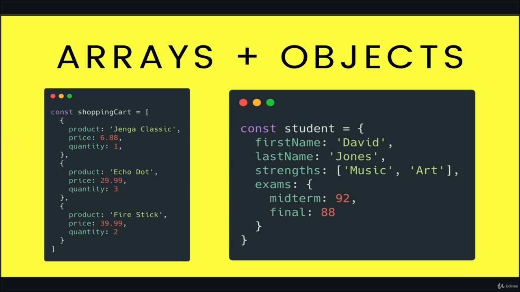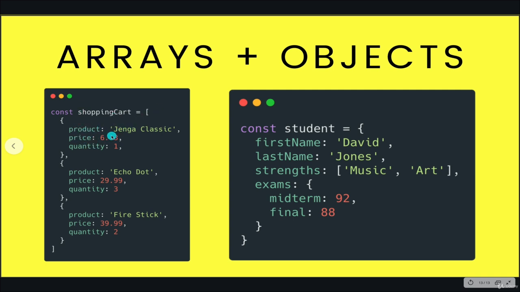So on the left, I've got an example of an array that consists of a bunch of objects. This is an array, the variable is called shopping cart, and then inside each one of those elements is an object. It has a product name, Jenga Classic, a price, $6.88, a quantity, 1. Product, echo dot, price, $29.99, quantity, 3. So we get a bunch of information, and this is super abbreviated. For a real shopping cart, there'd be a lot more information in here for each item, but this pattern would hold true.